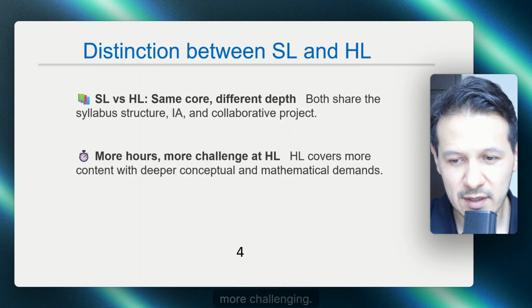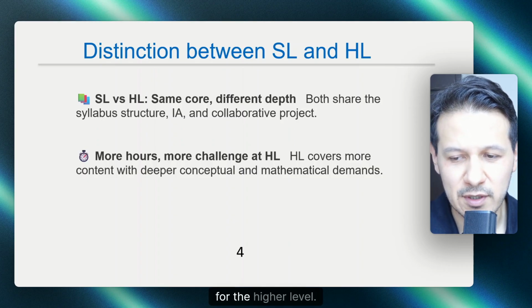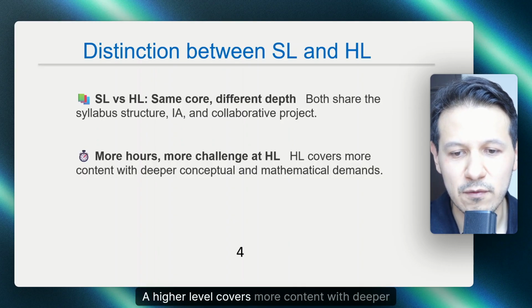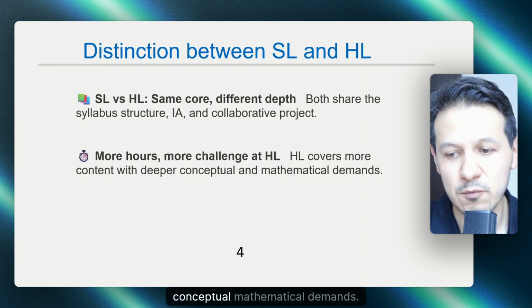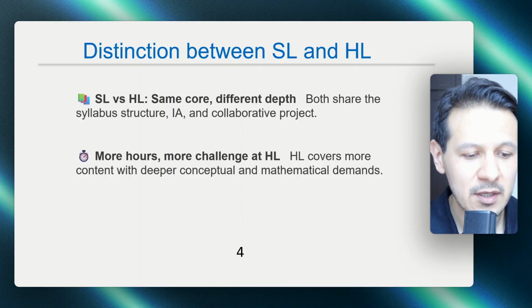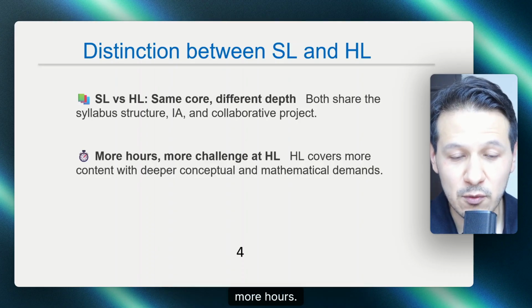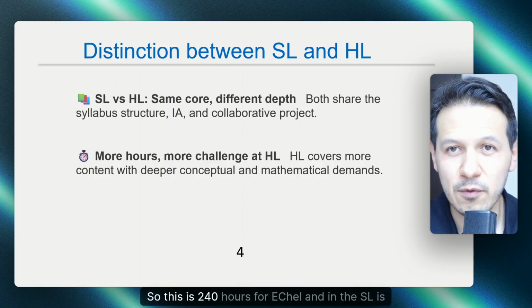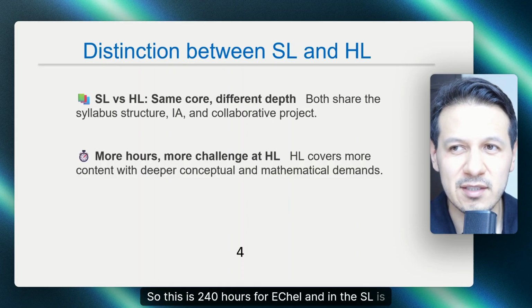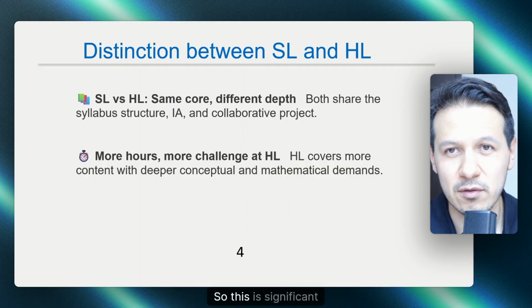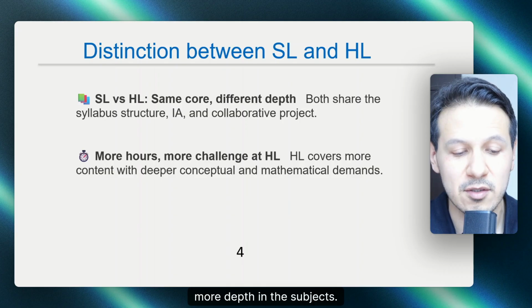More hours, more challenging for the higher level. Higher level covers more content with deeper conceptual and mathematical demands. So HL dives deeper with more topics, more hours. This is 240 hours for HL, and in the SL it is only 150. So this is significantly more depth in the subjects.